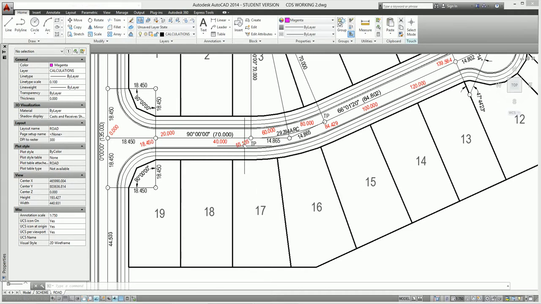So that gives us a chainage at this point here called a tangent point, and that is 55.135. Now we've got our arc length, 29.294, which we can add to 55.135, and that will give us a chainage of 84.429 at this tangent point here.